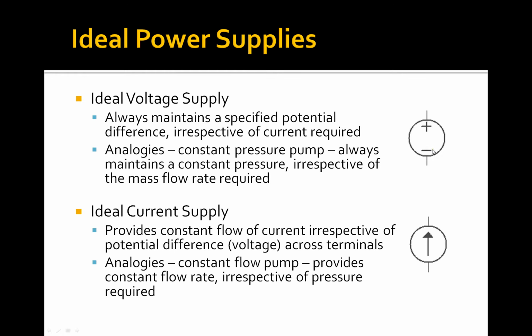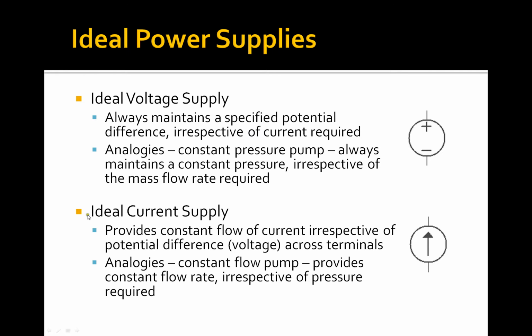The analogy for an ideal voltage supply, using the water analogy, is that of a constant pressure pump. It's always going to maintain a constant pressure across it, irrespective of how much water or how much fluid it has to move and how quickly it has to move that fluid. So an ideal voltage supply always maintains a specified potential difference across its terminals irrespective of how much current is supplied.